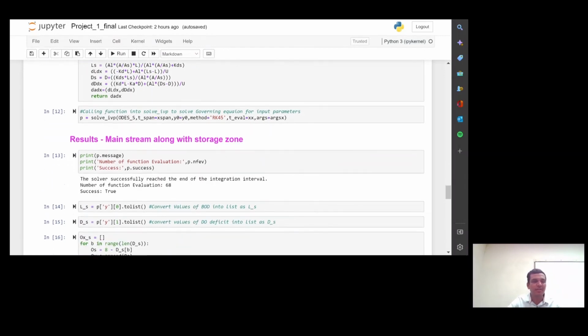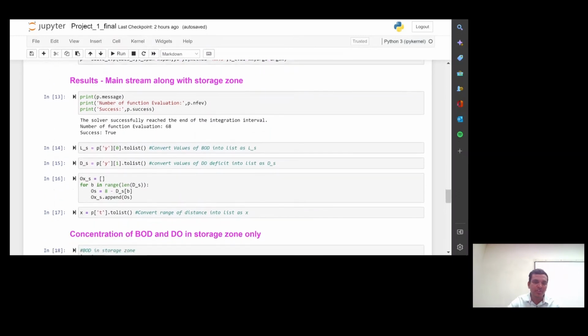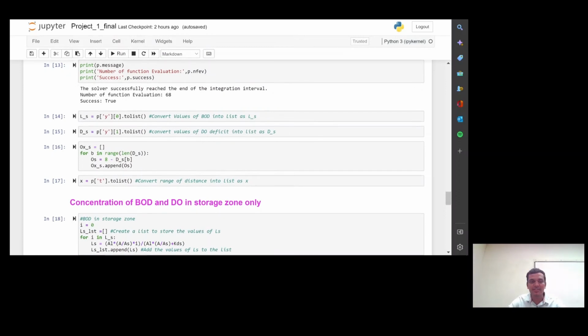Okay, for that we use the solve IVP function to solve the differential equation. So here our t span will be the x span, we are calling the function, then y0 is the initial condition. We are going to use the method RK45 to solve the differential equation. So our T will be the x-axis. Okay, so now you can see the results, that is with the mainstream along with the storage zone. So the number of function evaluation is 68 and we successfully carried out the results.